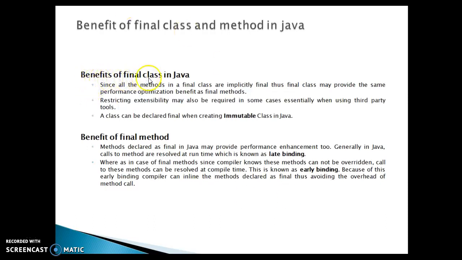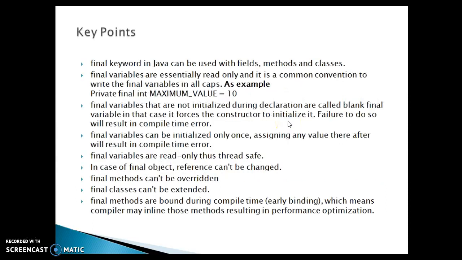When we talk about the benefits of the final class in Java, since all the methods in the final class are implicitly final, a final class may provide the same performance optimization benefits as final methods, right? Restricting extensibility may also be required in some cases, essentially when using third party tools, right? Now next point is that a class can be declared final when creating an immutable class in Java, which we have already seen, right? So there are some key points I have listed in this slide.